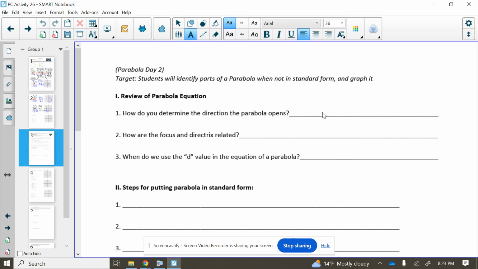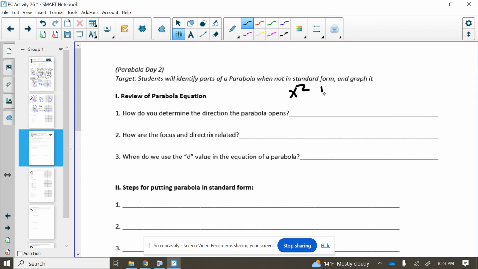So a couple of things to remember about our parabolas and the directions. Reminder that the value that is being squared is going to dictate for us if we are opening up or down or left or right. So remember x squared, you are going to open up or down, all dependent upon if you have a positive or a negative 1 over 4d value. Y squared is the left and the right versions.